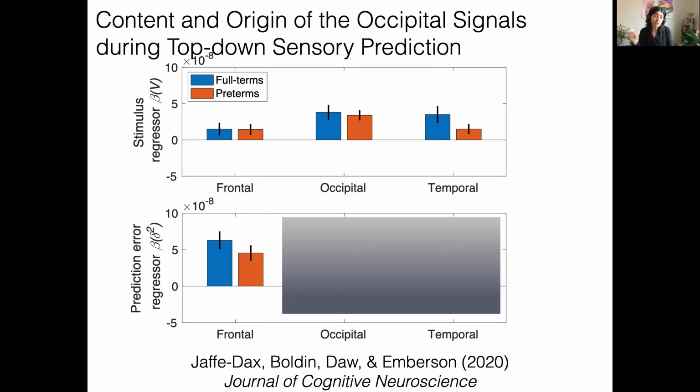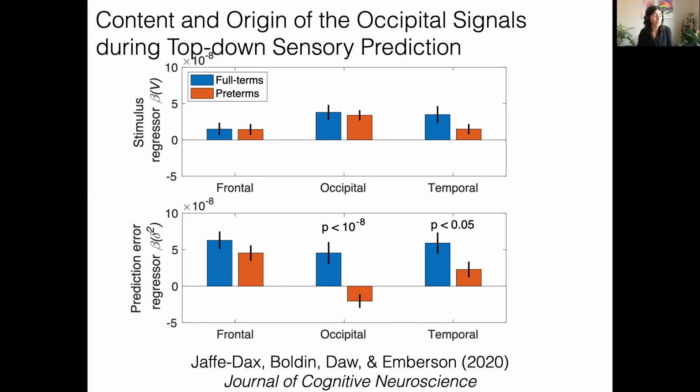But when you look at the other two regions of interest, now is when you see differential responses between the preterms and the full terms. The full terms show responses to these errors in the occipital lobe, and incidentally in the temporal lobe too. But the preterm babies do not. Their occipital lobe doesn't change its response with the error. And again, this is very synergistic with the original finding, but it approaches it from a very different perspective, a very data-driven perspective, constrained by these computational learning models.